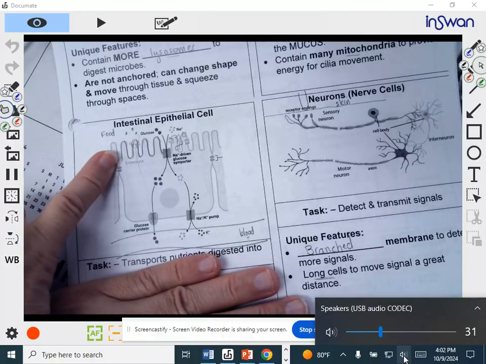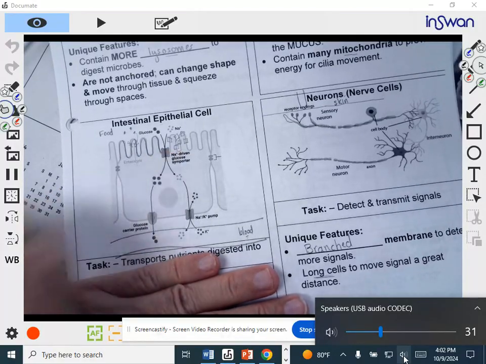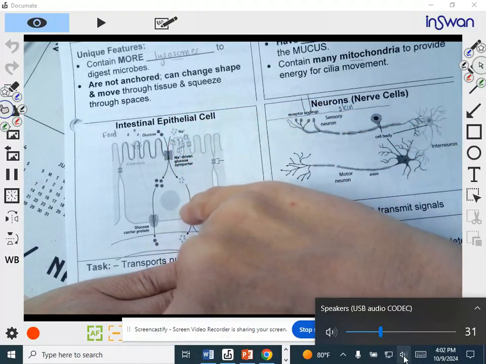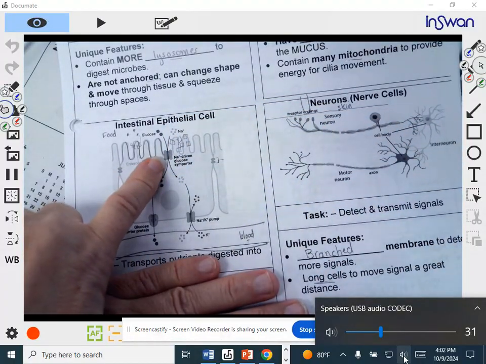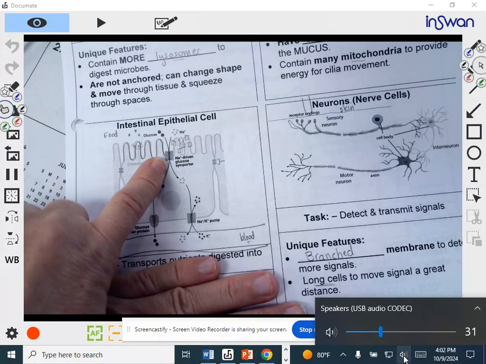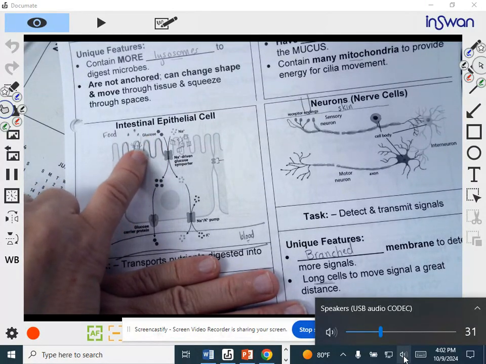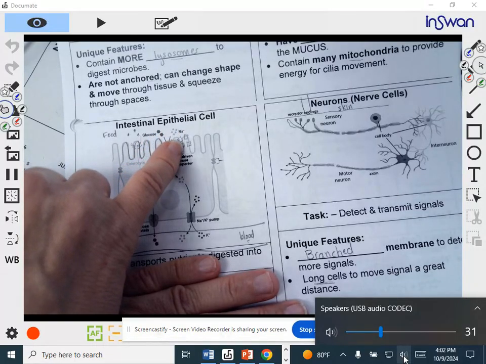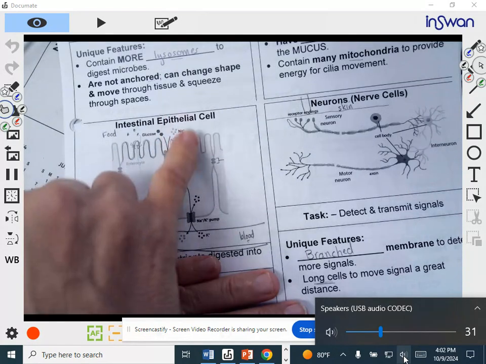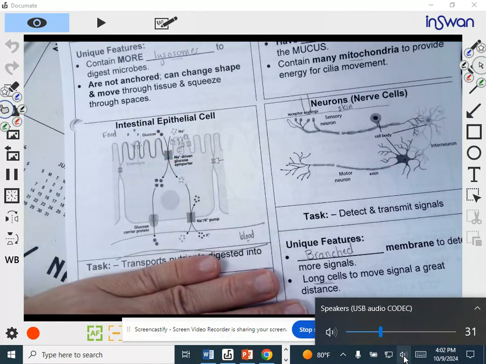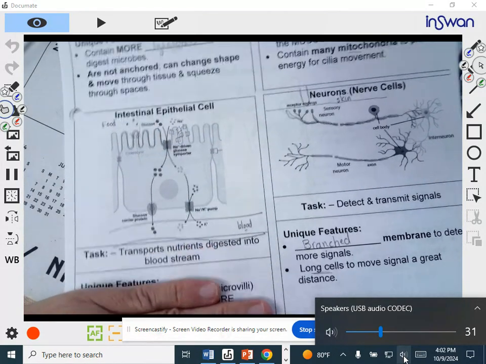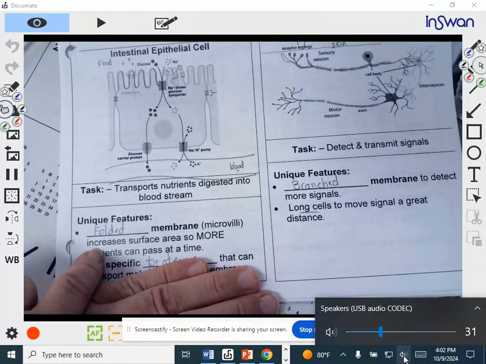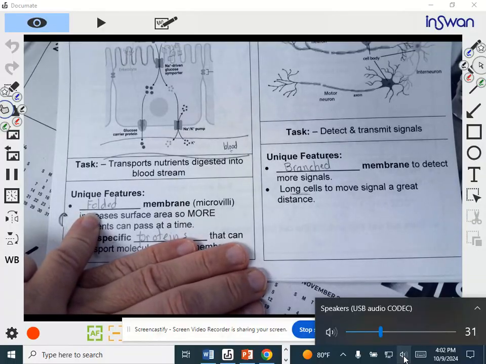Now, let's talk about this folded membrane and what we added right here. Most of these particles have to move into the cell and out of your digestive system through proteins that are embedded in the membrane. If the membrane is folded, there's more membrane, and there can be more of these transport proteins embedded all along. If there's more of those, then they can move in more of these substances from your food.